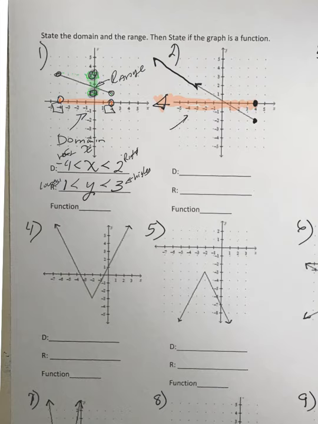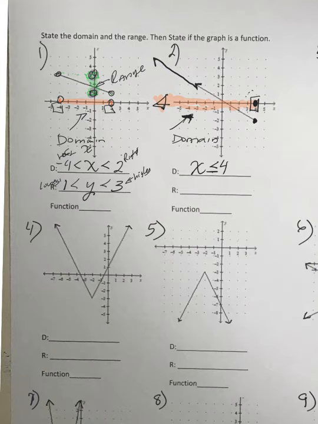So we have to write a domain. That's not a compound and statement. It's not a compound or either. It's just a regular inequality. I just see everything that is to the left of 4. So all my x values are less than or equal to 4, right? Because they're to the left of 4, so they're less than.